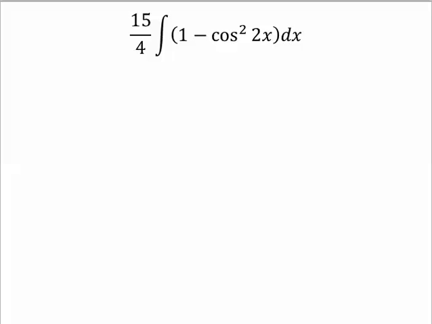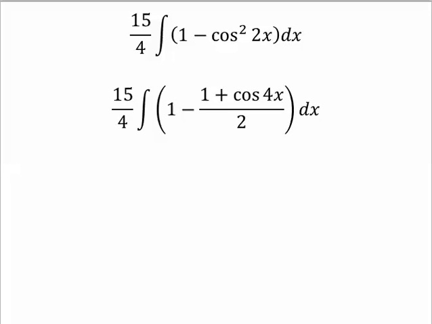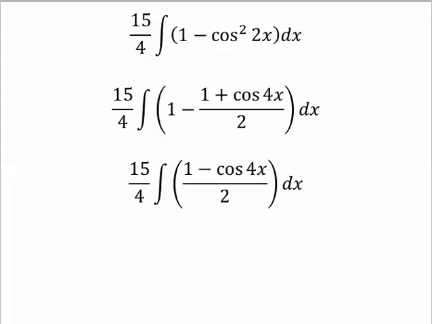So I've brought my integral down to this, but this still needs some work. I will use the power reducing formula again. And go ahead and do the arithmetic. And pull the 1/2 to the outside.